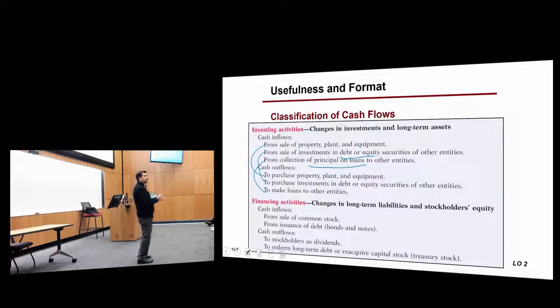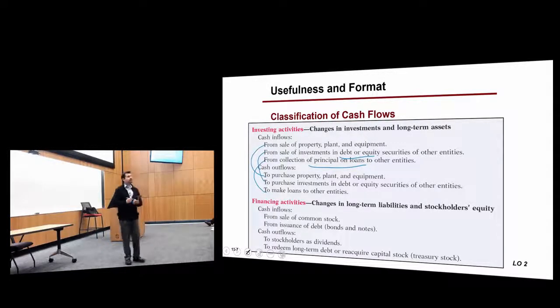So those are the two sides of the story of each one of them. You either buy or sell PP&E, either buy or sell bonds, basically debt and stock investments. And the last one would be you either give a loan or you take it, you get paid back. This is the part that talks about investing activities. Financing activities.